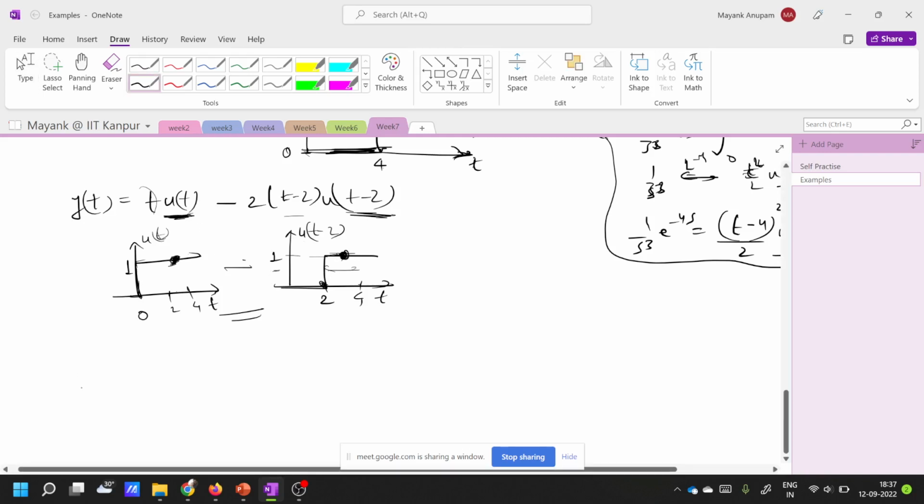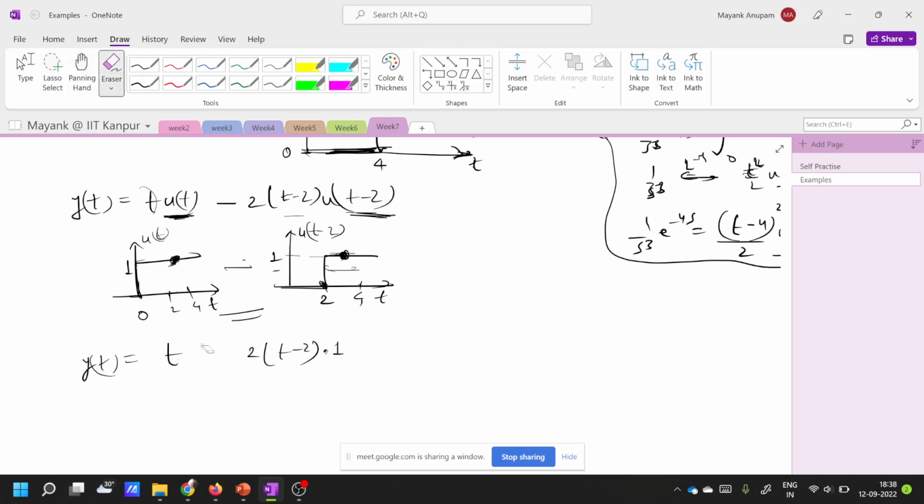So we will replace u of t and u of t minus 2 both by 1. So y of t now is equal to t minus 2 of t minus 2, and here u of t is replaced by 1. Here also u of t minus 2 is replaced by 1. Understood? So this is clear, right? Till now. This is between t equal to 2 to 4 seconds. Now tell me what is your issue.